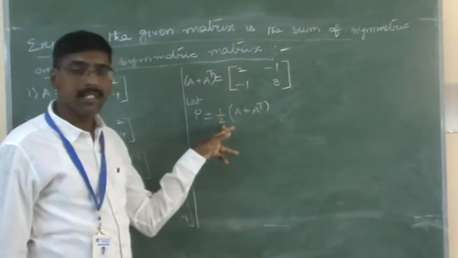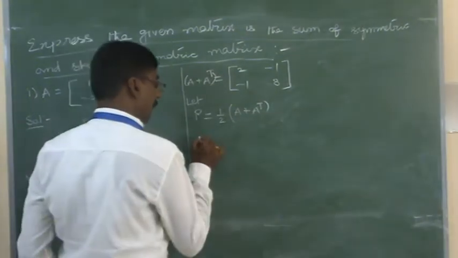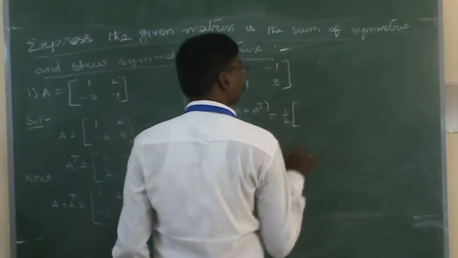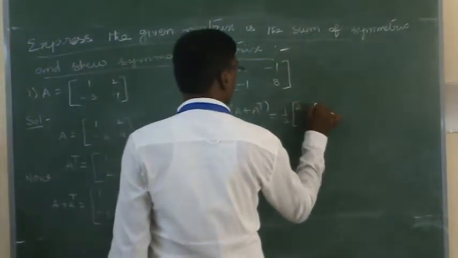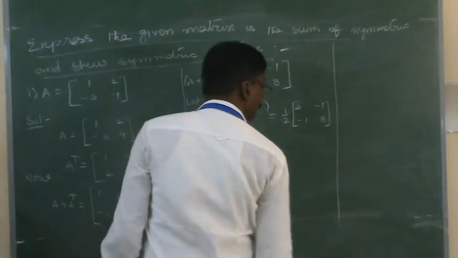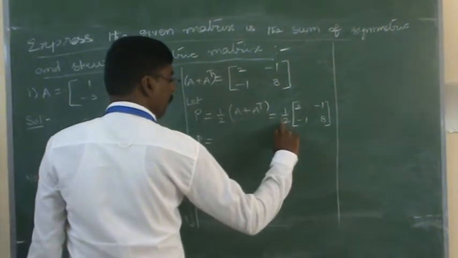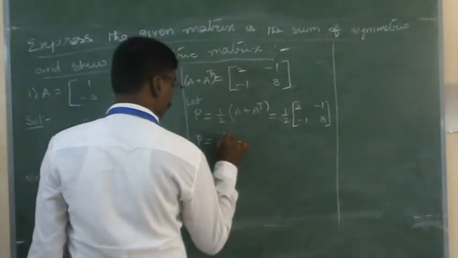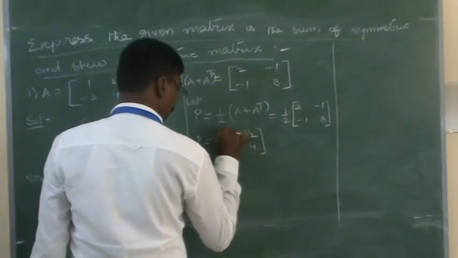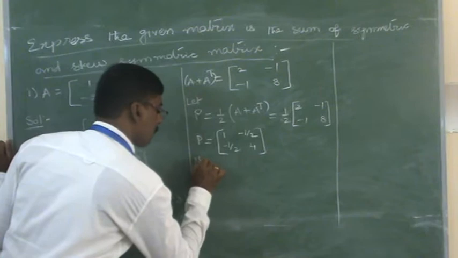Here 1 by 2 is nothing but a scalar. So we need to calculate P, which is equal to 1 by 2 times of 2, minus 1, minus 1, 8. What is the answer coming? P can be written as 1 by 2 is a scalar, multiplied with each element: 1, minus 1 by 2, minus 1 by 2, 4. This is matrix P.